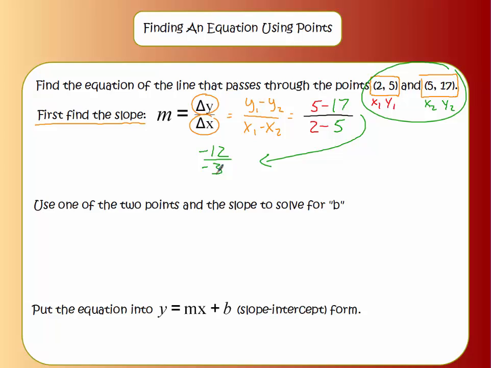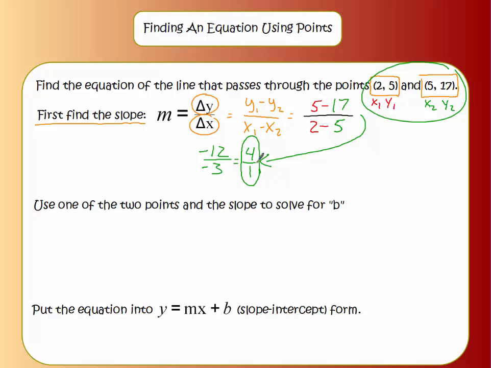I can clean this up a little bit. Negative 12 divided by negative 3, that tells me that is actually 4. Negative divided by negative is positive, but I want to keep it as a fraction, remember, because we're talking about slope, and the way I do that is by putting it over 1. So slope here is going to be 4 over 1.